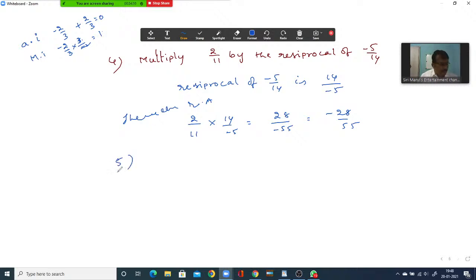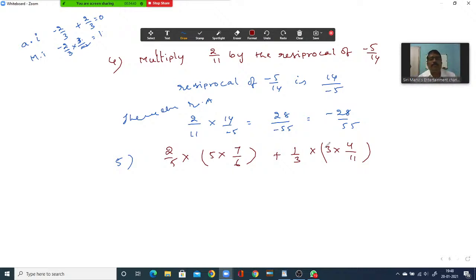So fifth problem, page number 20 of 8th class mathematics textbook. Which property can be used in computing 2 by 5 into 5 into 7 by 6 plus 1 by 3 into 3 into 4 by 11.